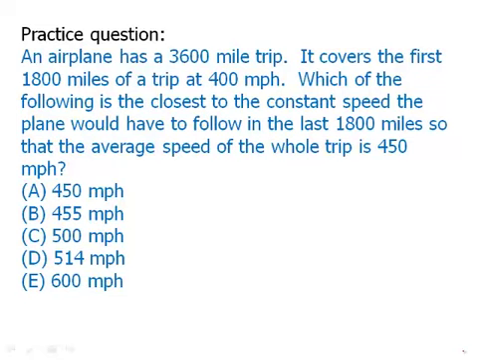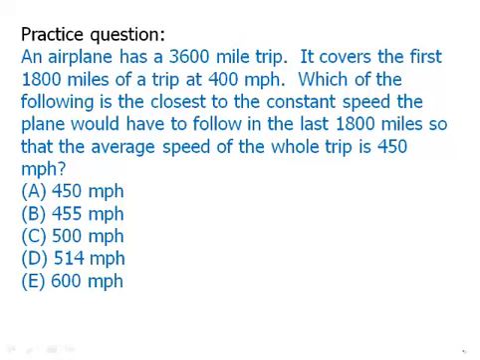An airplane has a 3,600-mile trip. It covers the first 1,800 miles of the trip at 400 miles an hour. Which of the following is closest to the constant speed the plane would have to follow in the last 1,800 miles so that the average speed of the whole trip is 450 miles per hour? So 450 miles per hour is the average of the whole trip. 400 is the speed in the first half.